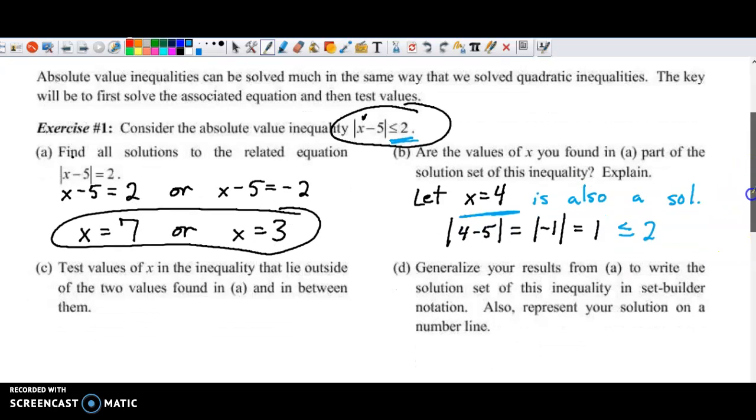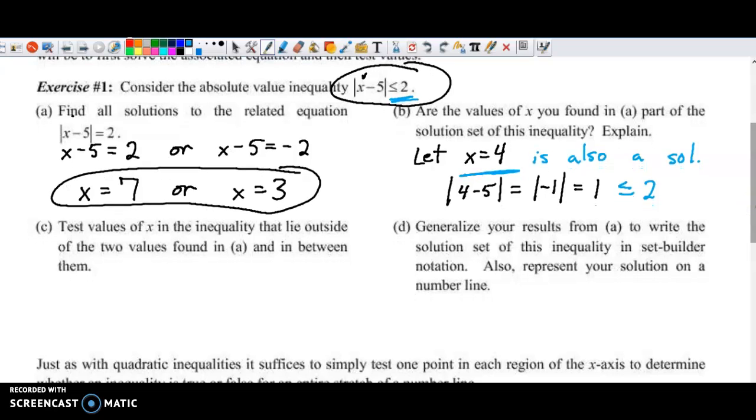The thought process is, you could draw a number line, and we really only care about 3 and 7. Why do I only care about 3 and 7? Because of the answers I got in part A. But then there's this thought process that we can plug in random numbers like x equals 4, which I did earlier, and that worked. But then I could plug in a number that is bigger than 7.